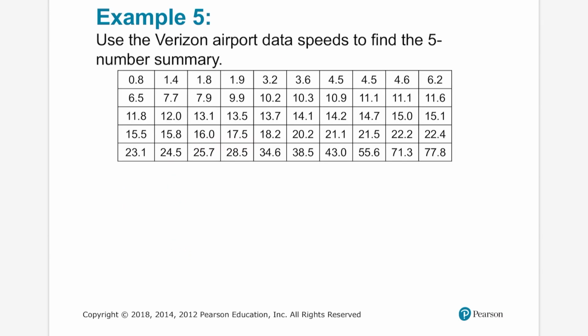Example 5. Use the Verizon Airport data speeds to find the 5-number summary. So the 5-number summary is the minimum, Q1, Q2, Q3, and the maximum. I already have the minimum and the maximum.